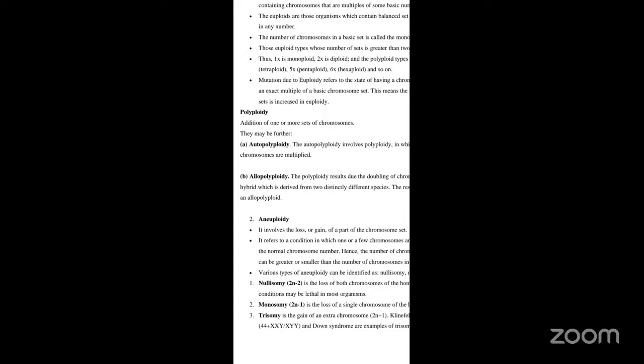So aneuploidy refers to the loss or gain of a part of the chromosome set. Various types of aneuploidy are available: nullisomy, monosomy, as well as trisomy.